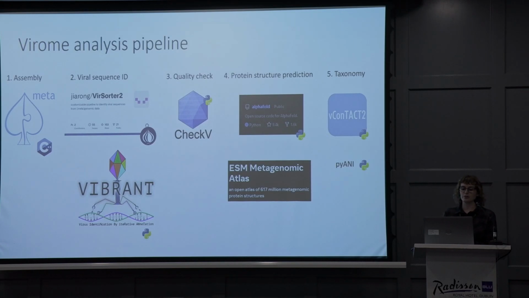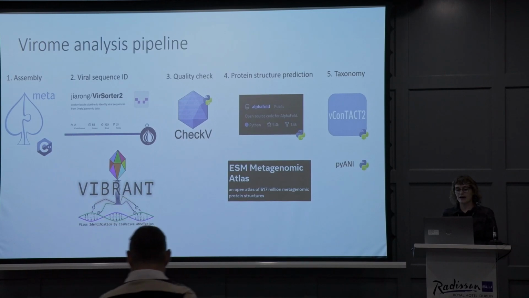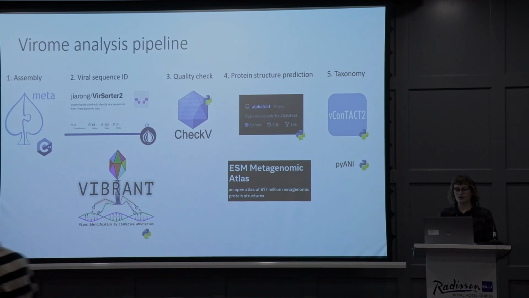CheckV is a Python program that's used to check the quality of your sequence. Is it complete? Is it fragmented? Is it 90% complete? Protein structure prediction. A lot of these proteins are unknown. What can you do about it if you have found your proteins? AlphaFold is a protein prediction tool. The database it uses is 2 terabytes of data.